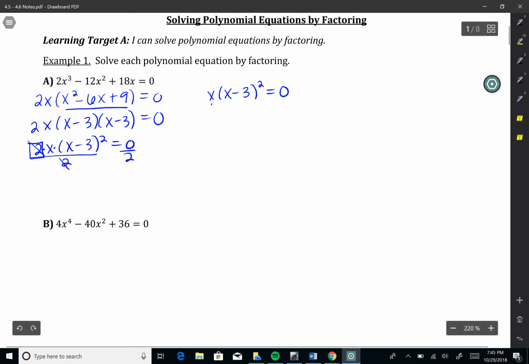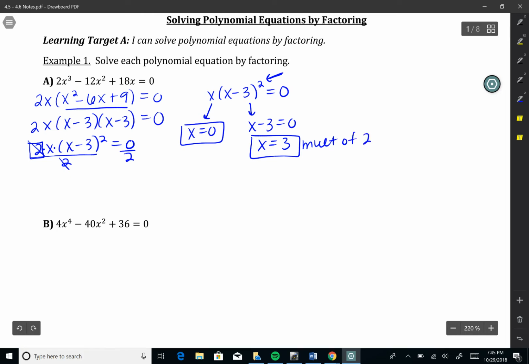My factors are x, and I'll set that one equal to 0, and that gives us our first solution. Then I have x minus 3. When I set that equal to 0, I get positive 3, and that is my other solution. The fact that that factor is squared just means that it has a multiplicity of 2. Remember, that word shows up twice, or it's a double 0. All right, let's move on to letter B.